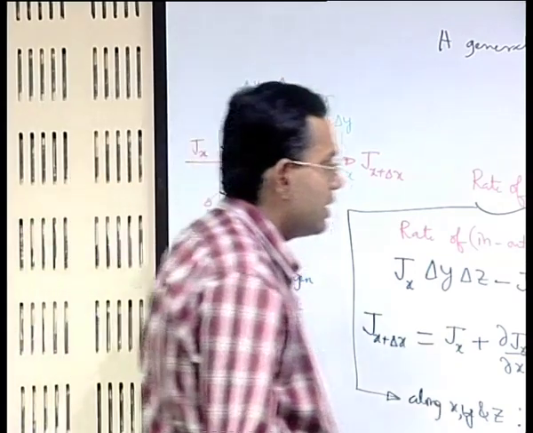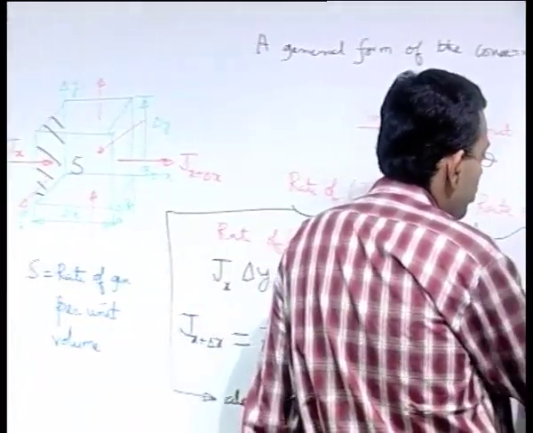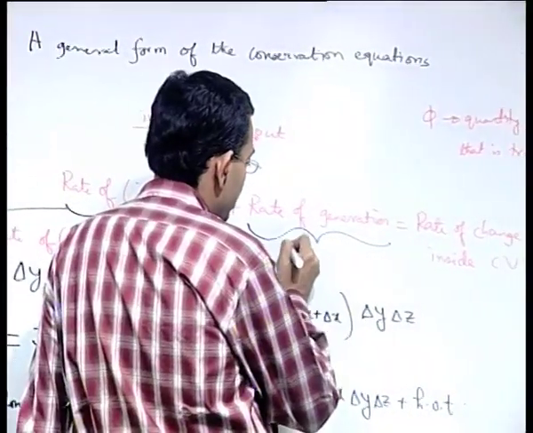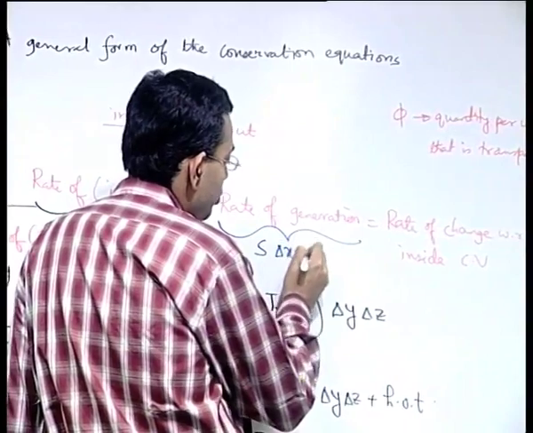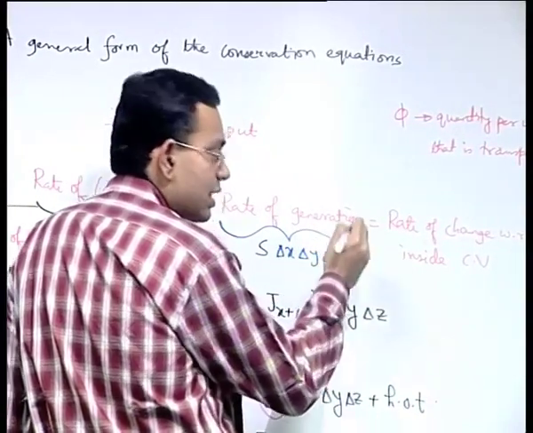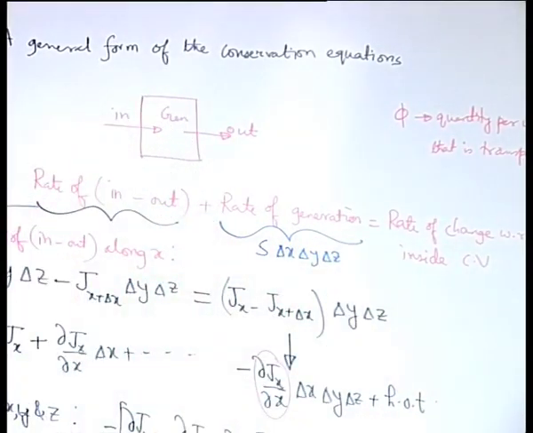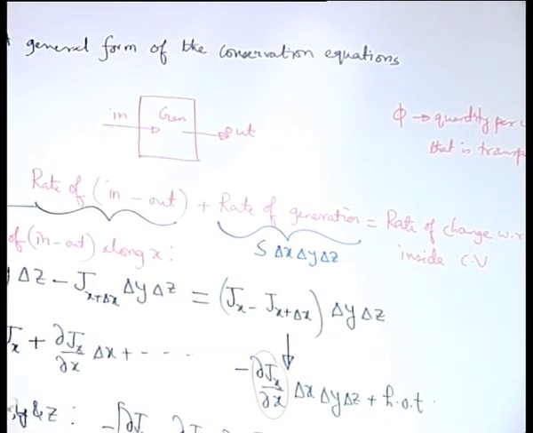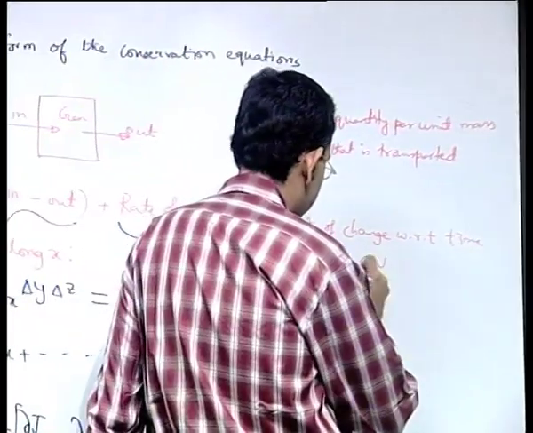So, if S is the rate of generation per unit volume, what is the total rate of generation? S into delta x into delta y into delta z, very simple and straightforward. Then finally, the last term on the right hand side, that is the rate of change with respect to time inside the control volume, this term.